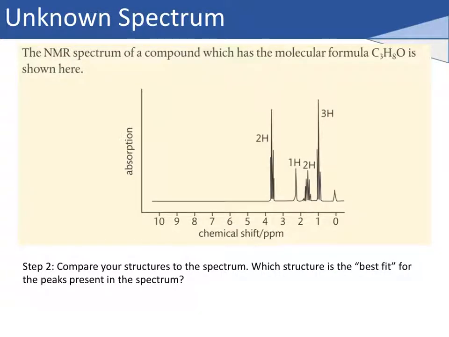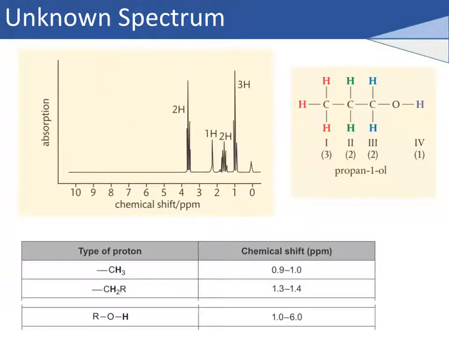So if we look at our spectrum, 2, 1, 2, 3. Which structure is the best fit and really is the only possible fit? And it happens to be propan-1-ol. So peak number 1 is 3 hydrogens. It's right here, 3 hydrogens. It is about 1, and that is a CH3.